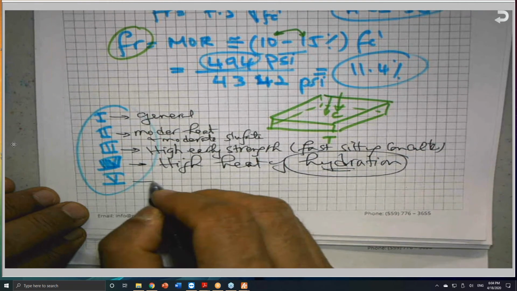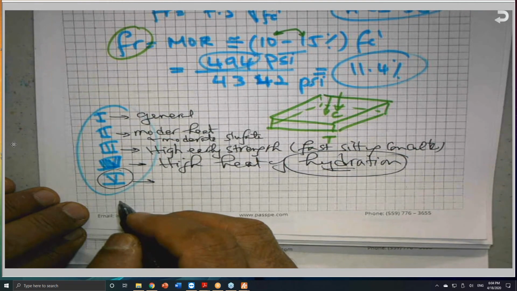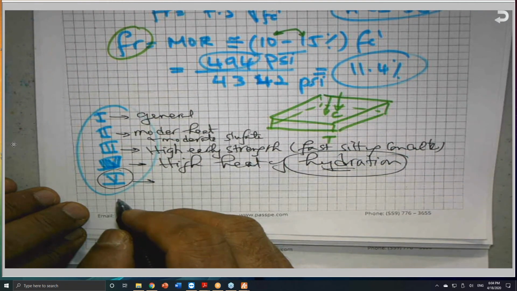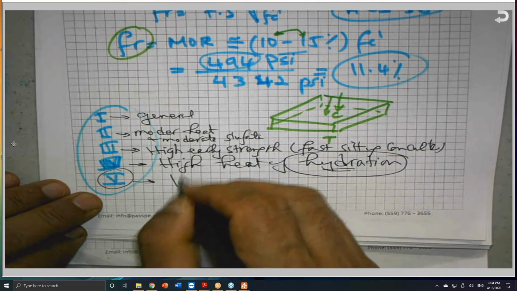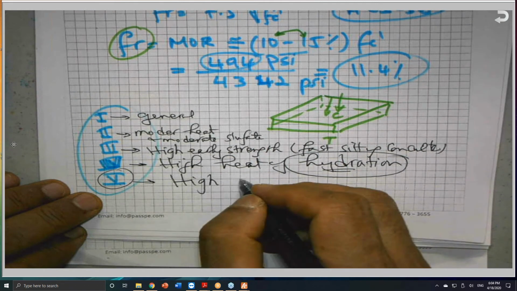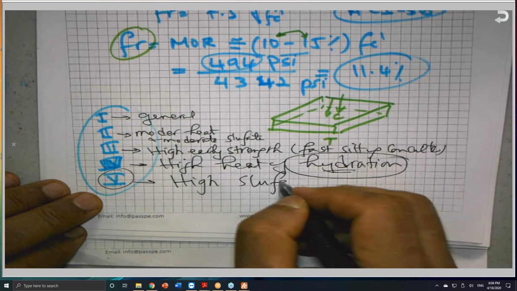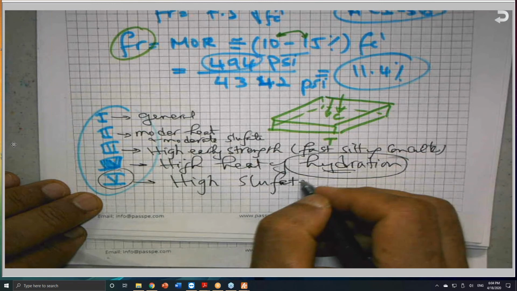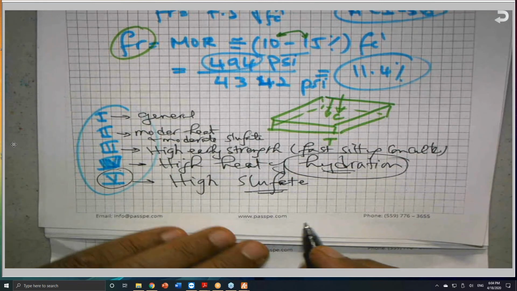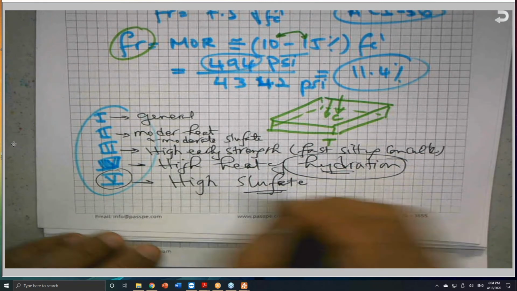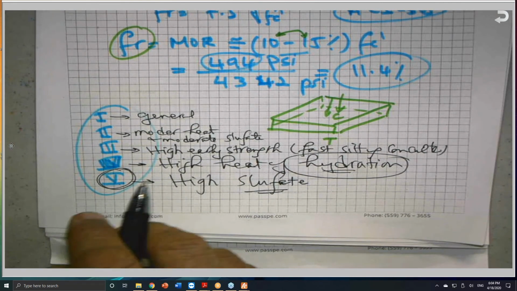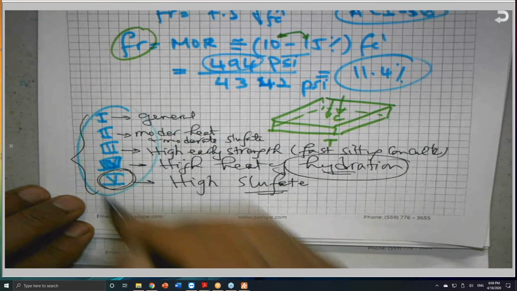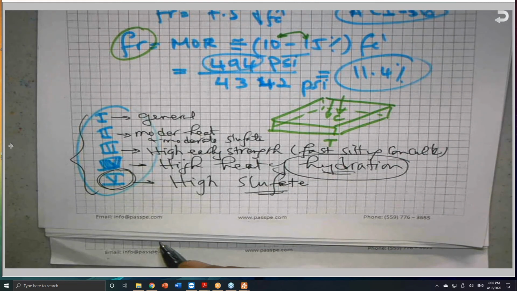And number 5 is for high sulfate resistance. If the ground or the concrete will be in contact with an area that has high sulfate, we use type 5. I provide also another table in my book with type A and 1A, 1B, all these things. I doubt that he will ask you about those.